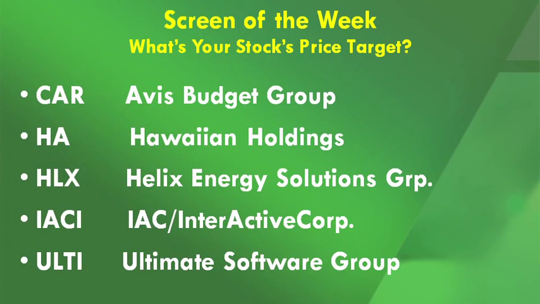Here are 5, a very diverse set of industries: Avis Budget, Hawaiian Holdings, Helix Energy, Interactive Corp, and Ultimate Software. All of these companies look pretty interesting, but they all have potential price targets a minimum of 20% above their current prices. Fundamentals look good. Very interesting stocks to put on your radar screen. But do you own any? Not on that list. Okay.